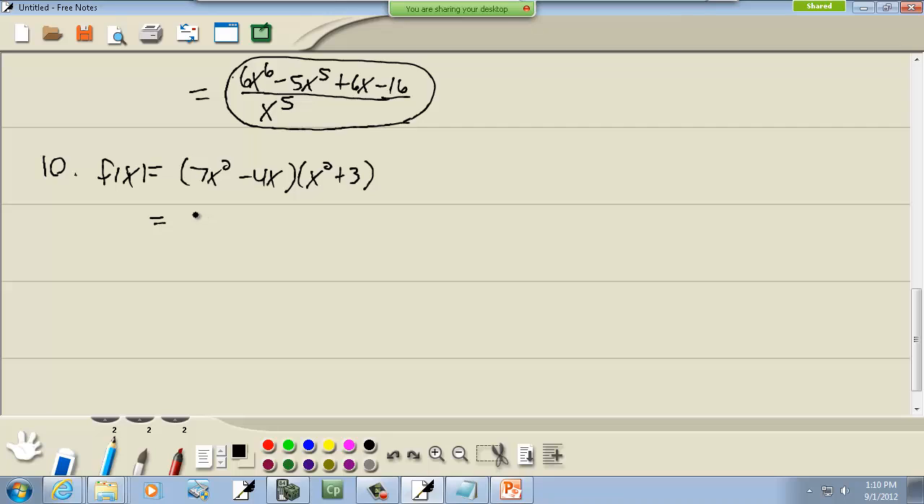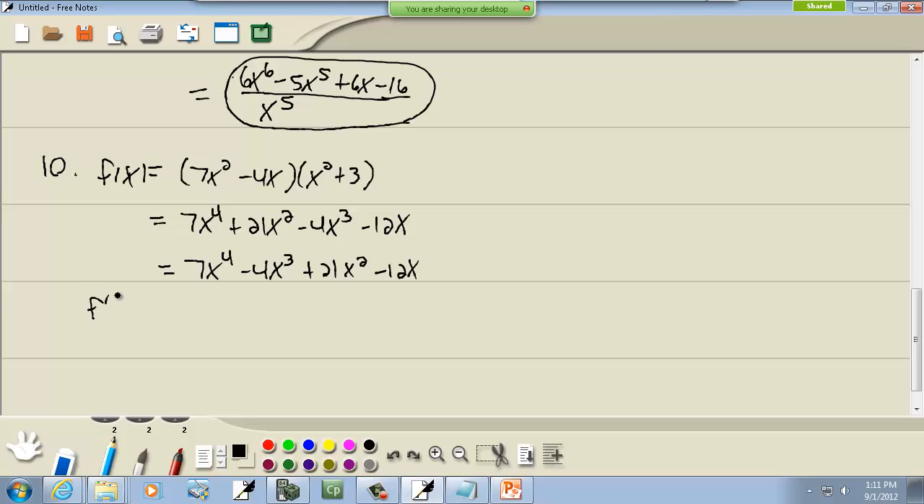So 7x squared times x squared gives us 7x to the 4th. 7x squared times 3 gives us 21x squared. Negative 4x times x squared gives us negative 4x to the 3rd. Negative 4x times 3 gives us negative 12x. Let me rearrange those. So I got 7x to the 4th minus 4x to the 3rd plus 21x squared minus 12x. Standard form, largest power down to smallest.